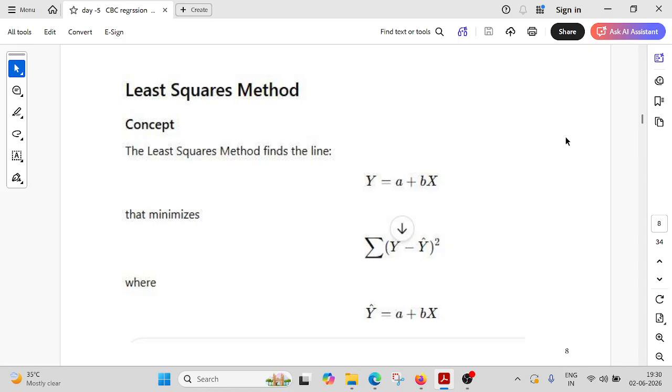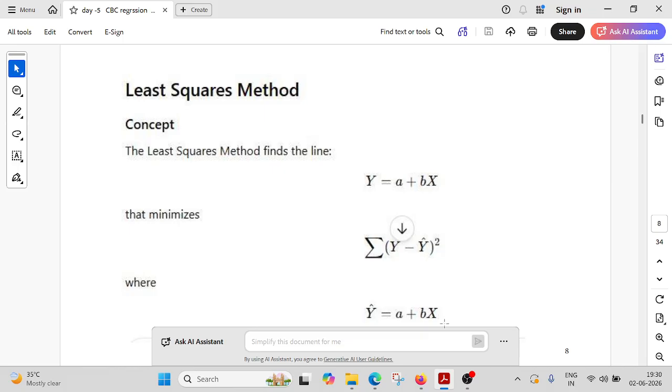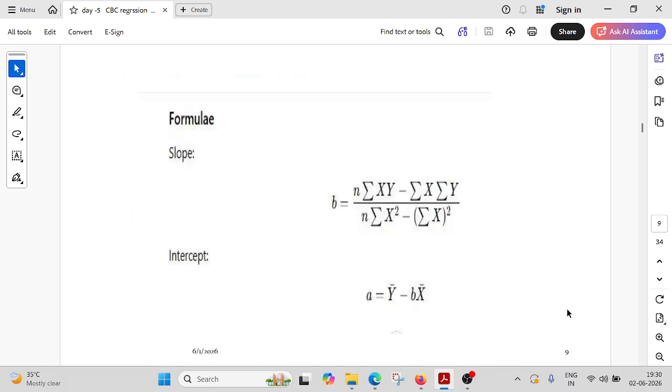Going to the next, the least square method. So what is least squares? Everyone knows, even in intermediate, what the least square method is, right? In probability, when your faculty describes that, right? In the least square method, we use y equals a plus bx, which minimizes the summation of y minus y bar whole square, where y bar equals a plus bx. Okay, so this is the concept we are going to use, right?